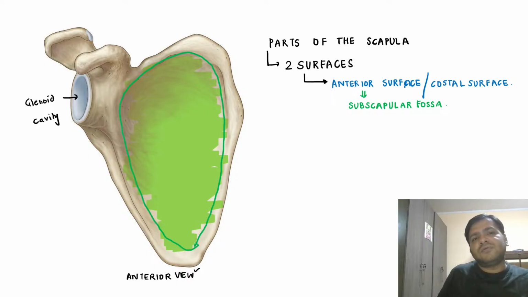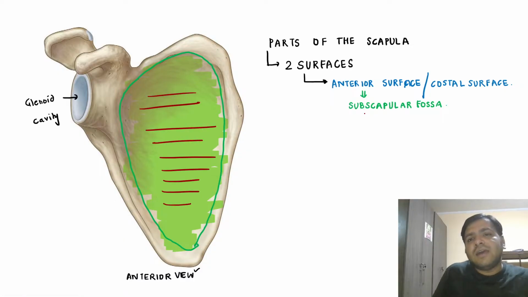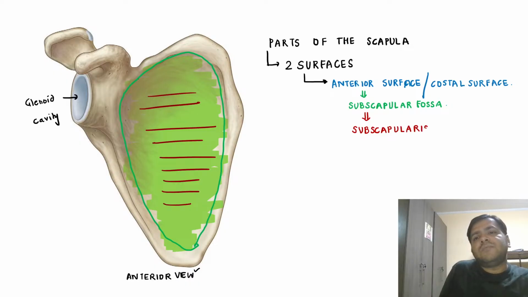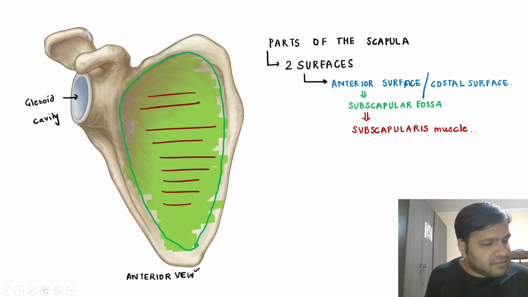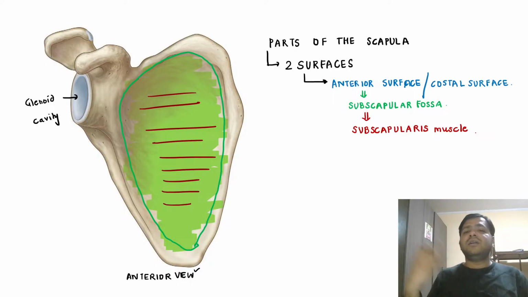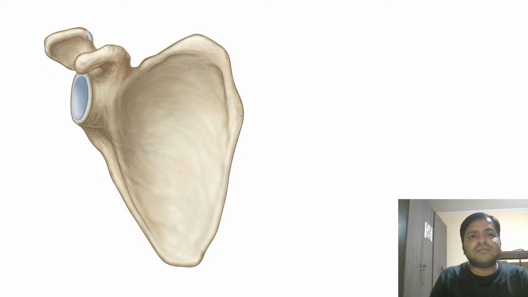And to this fossa, guys, a muscle is present, and that muscle is called the subscapularis muscle. Very, very important. Subscapularis muscle. Now, guys, let us just try to look at the subscapularis muscle.